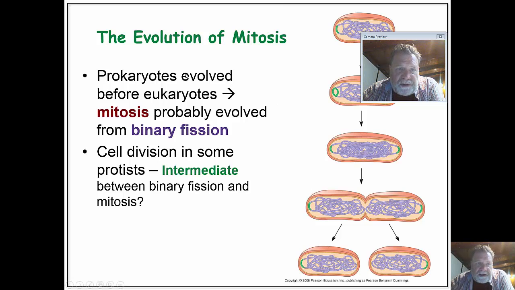In the evolution of mitosis, prokaryotes evolved before eukaryotes, and mitosis probably evolved from what we call binary fission, which is basically we make a structure that is attached to the opposite ends of the cells, and we are able to pull those structures apart.